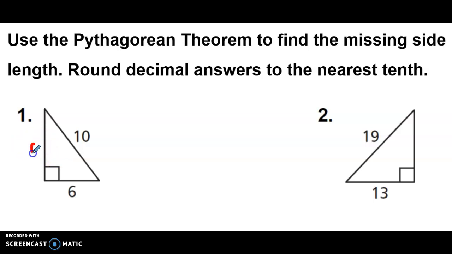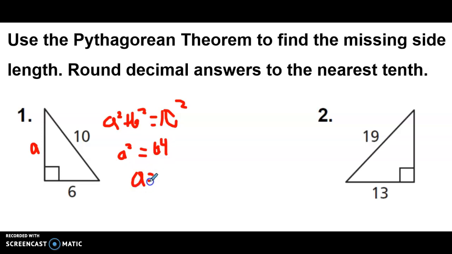I'm just going to call that leg A. So this would be a squared plus 6 squared equals 10 squared, which would be a squared is equal to 10 squared minus 6 squared, which is 100 minus 36, which is 64. And then we just take the square root of both sides, and we would get a equals 8.